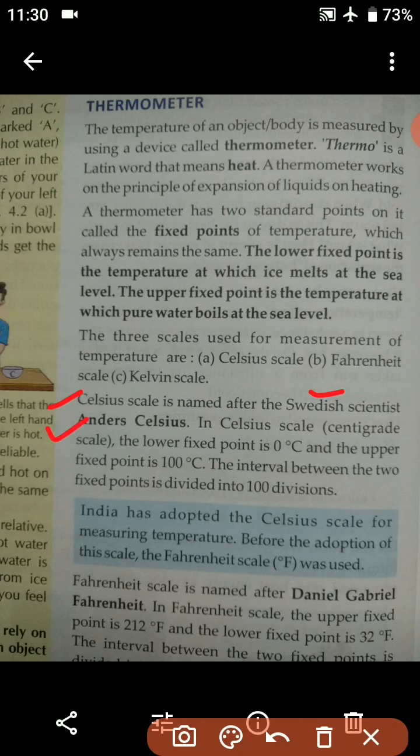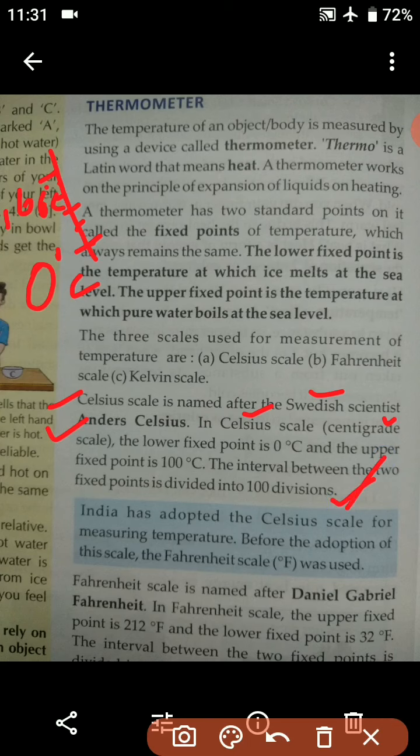The Celsius scale is also known as the centigrade scale, okay? In the Celsius scale, the lower fixed point is 0 degrees Celsius. For example, this is a Celsius scale. The lower fixed point will be 0 degrees Celsius, and the upper fixed point is 100 degrees Celsius. The interval between the two fixed points is divided into 100 divisions.